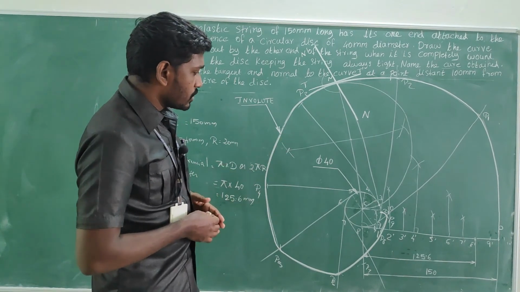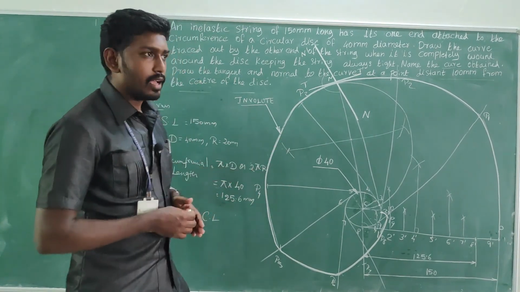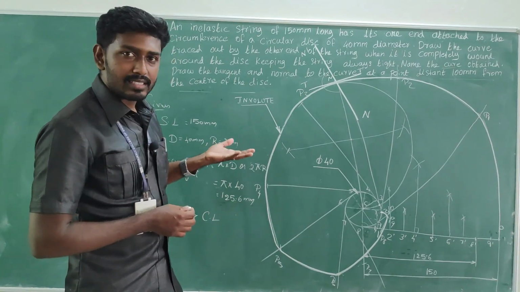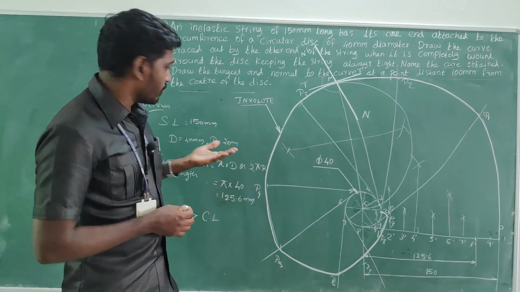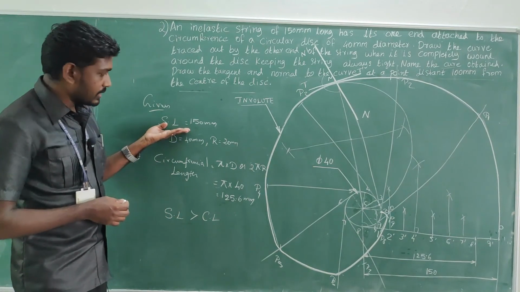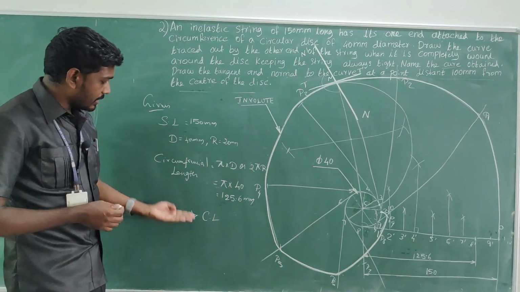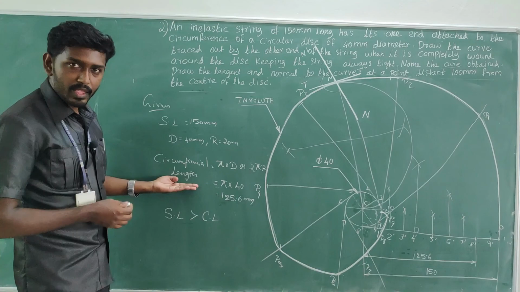Okay, fine. So I hope you got the exact construction of how to do it when we have a string length which is just greater than the circumferential length. Okay, I hope you understood.